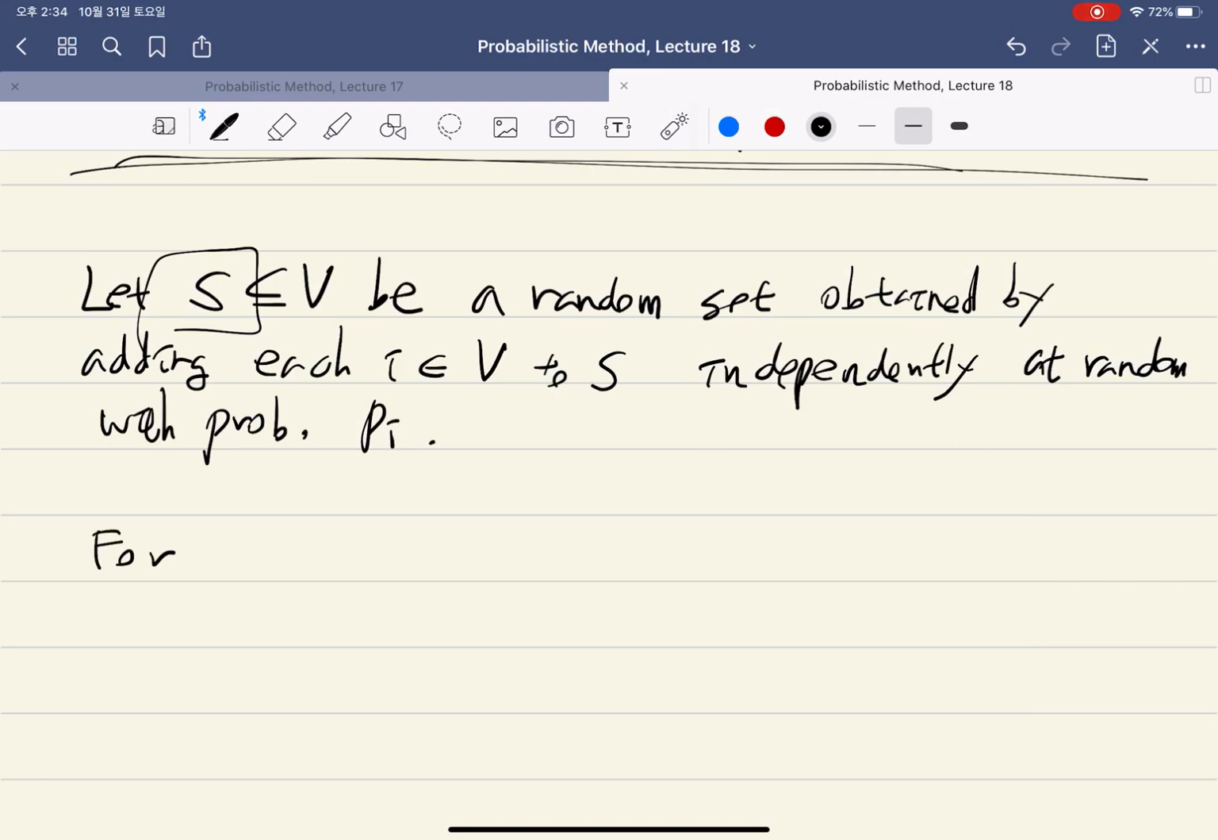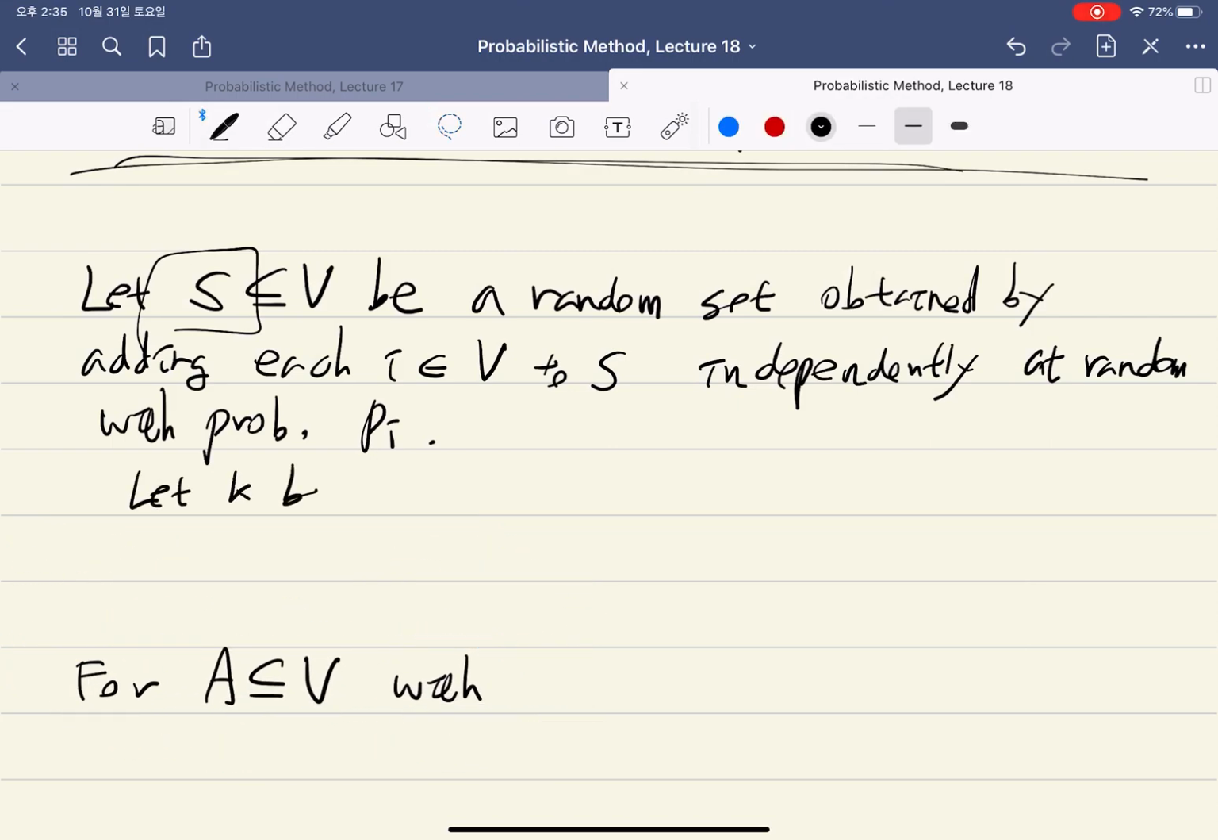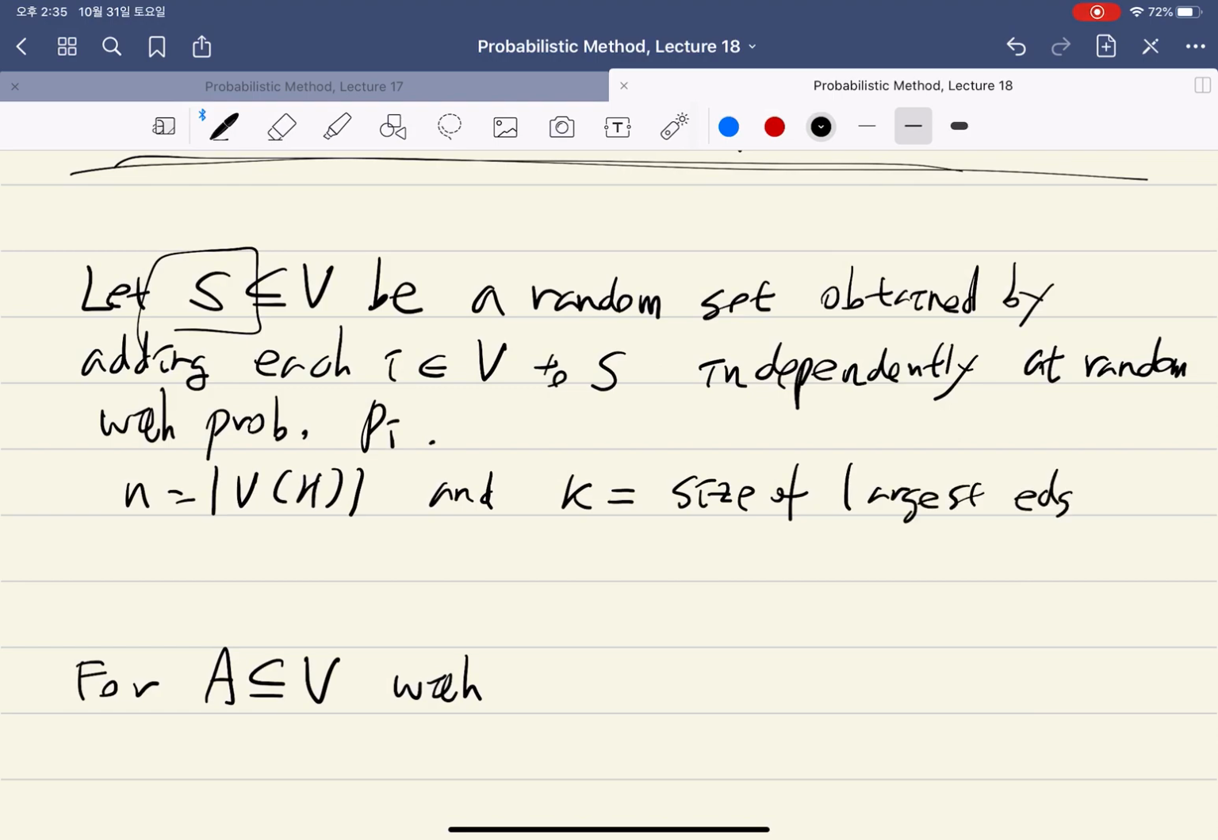And for this, now we consider a subset. Let's say that this hypergraph has n vertices, and k is an upper bound on the size of the largest edge. So our hypergraph does not have to be uniform. The polynomial could be non-homogeneous, so it's not uniform.